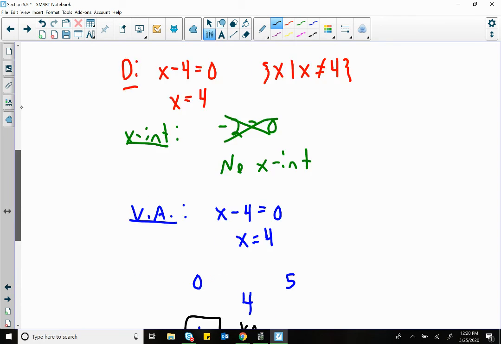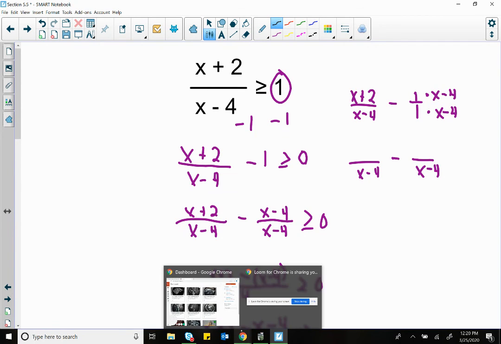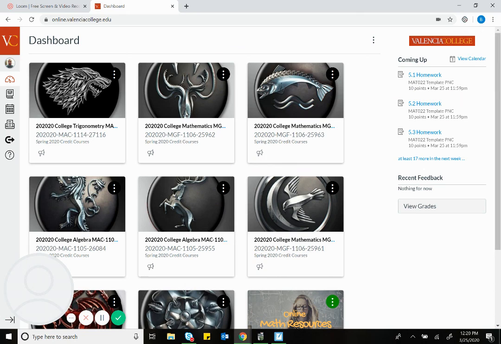That's as hard as this gets. You just find that information, you set up your intervals, and you're just looking at the signs. And that, my friends, is 5.5, and that concludes Module 4. Thanks.